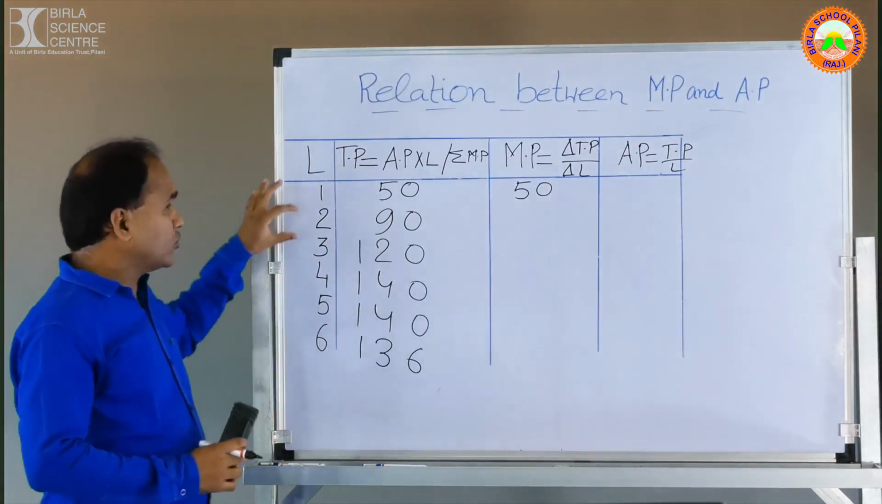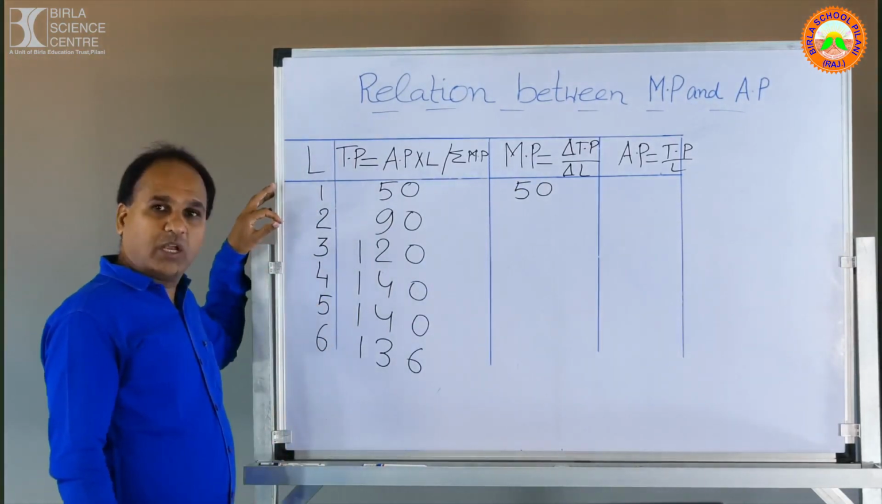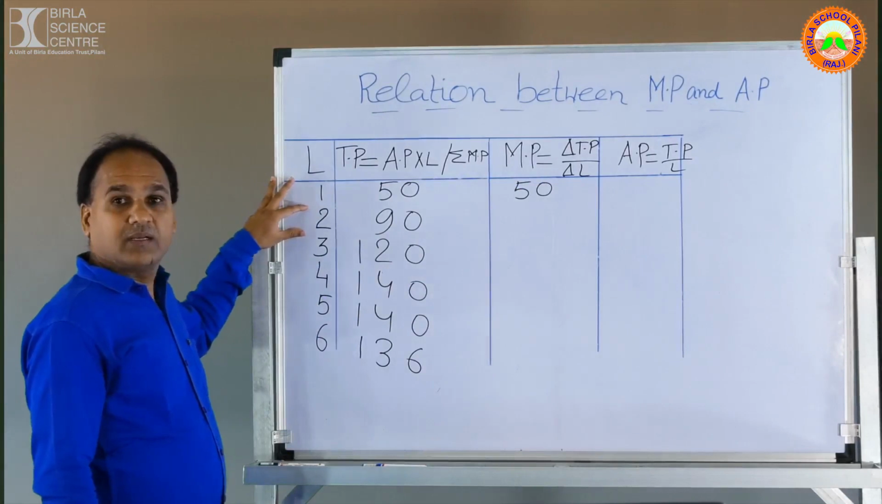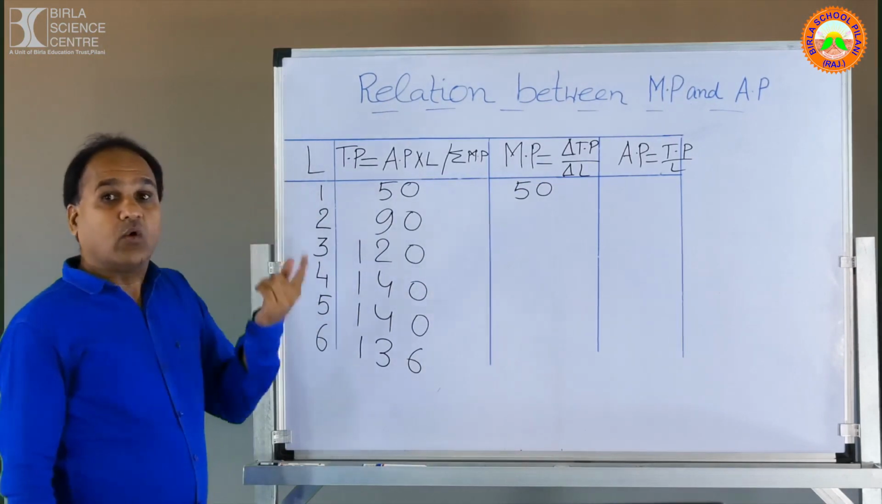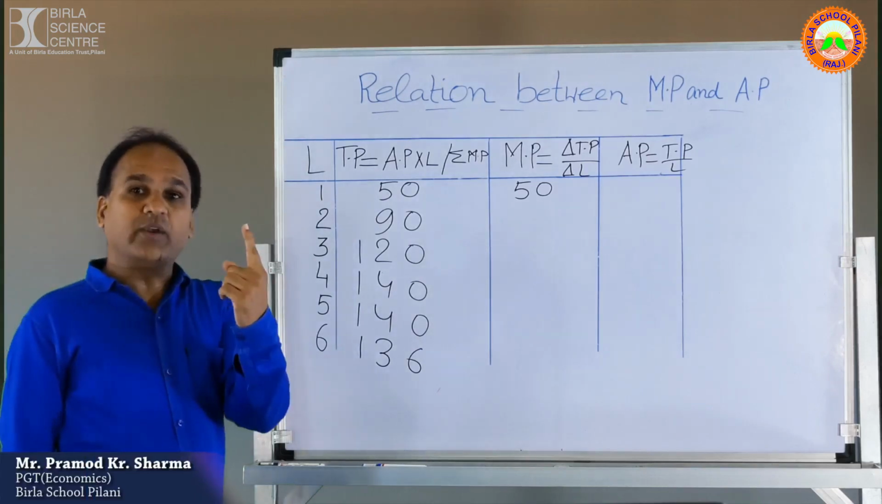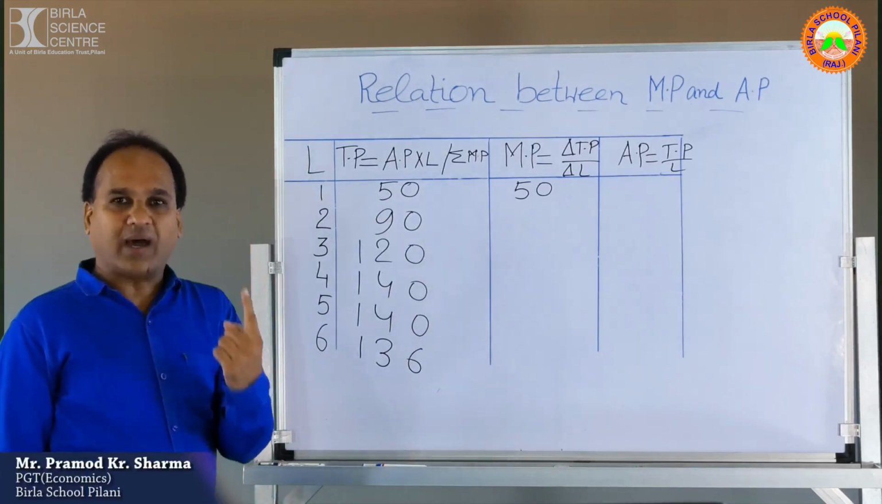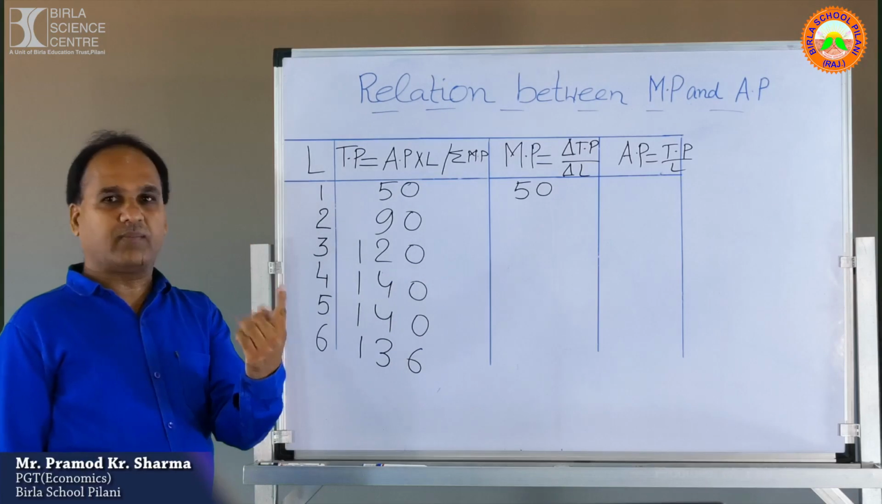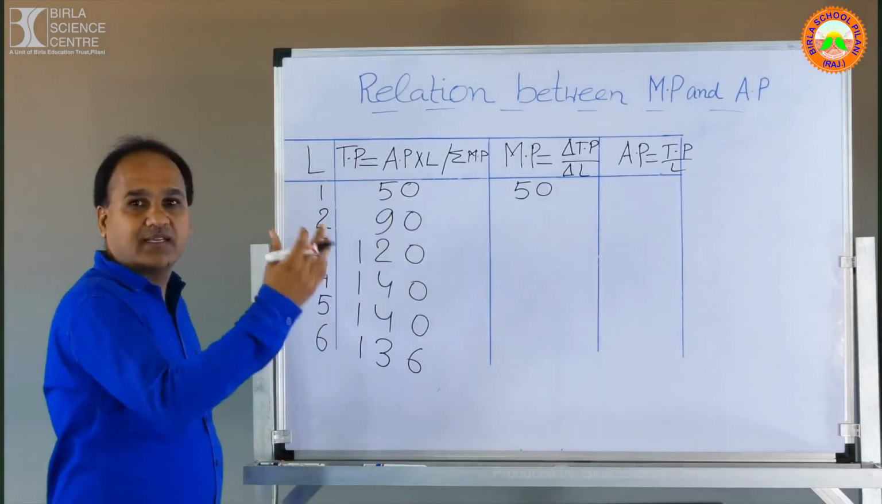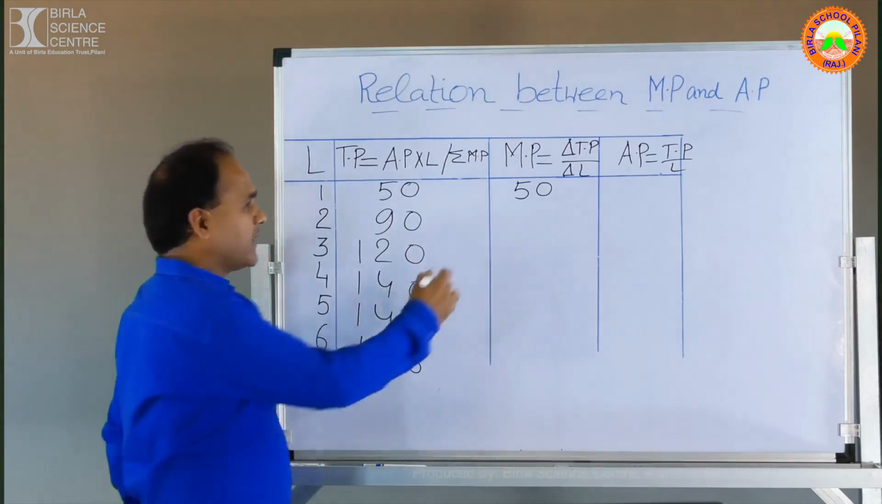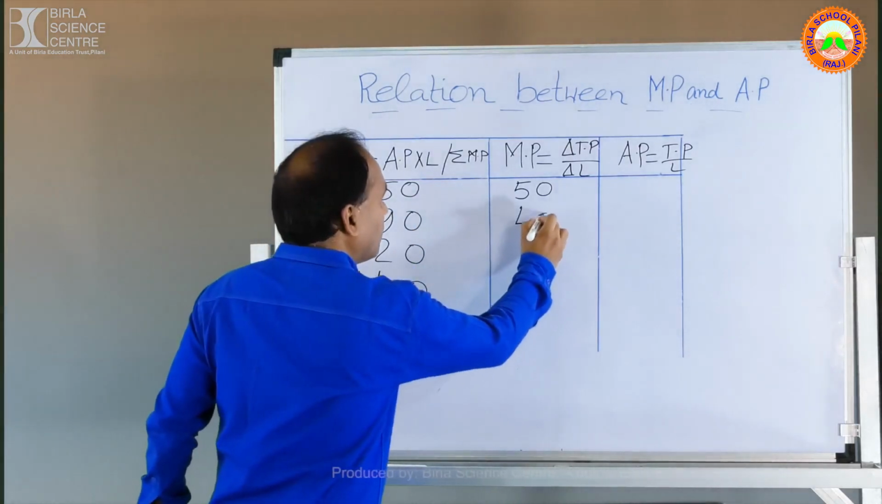Second, on day 2, what are you doing? You are appointing 2 labor. On the first day, you appointed 1 labor. So if I ask you 2 minus 1, what is the change in the labor? 1 unit of labor. When you are adding 1 more unit of labor, what is the change in the total product? 50 and 90. 90 minus 50, how much? Simply 40.